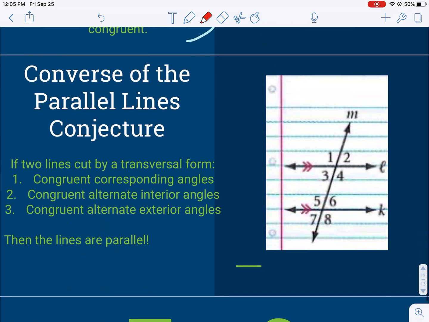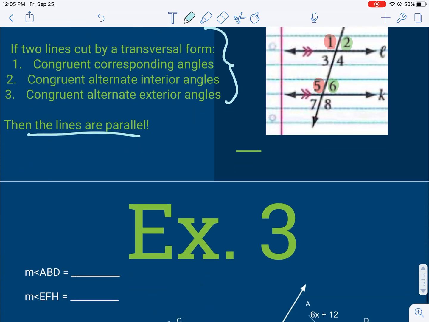Okay. The opposite is also going to be true. So if I know all these things are true, then the lines are parallel. So if I see a picture where 1 and 5 are marked congruent, then I know that my lines are parallel. Similarly, if 2 and 6 are different, then I know my lines aren't parallel.